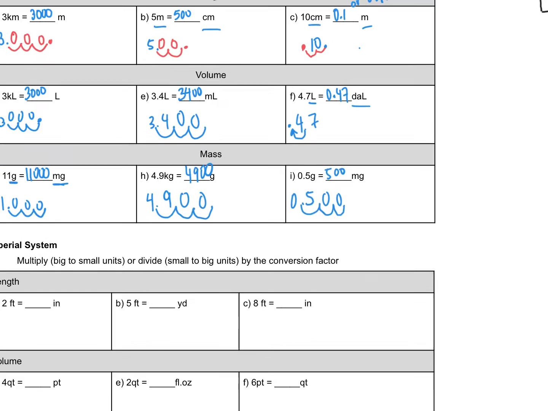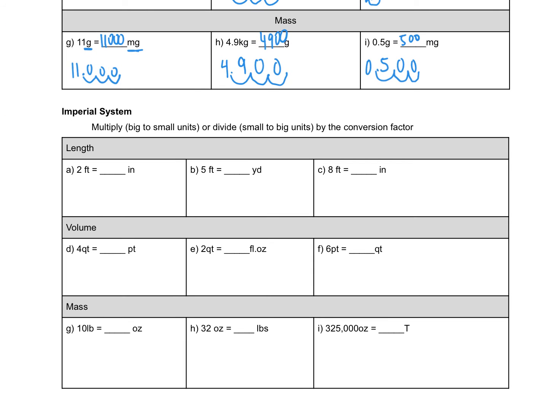Next, we're going to look at the Imperial System. So this one, we have a different conversion chart for it. It is not that staircase. So we're going to convert from feet to inches. So the first thing you should do is look at your conversion sheet and find the conversion that relates feet and inches. So if you look at your conversion, you will see 12 inches equals 1 foot. Now we are given 2 feet and we're told 1 foot is 12 inches.